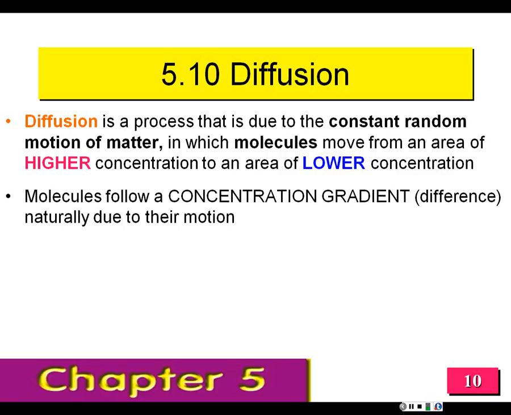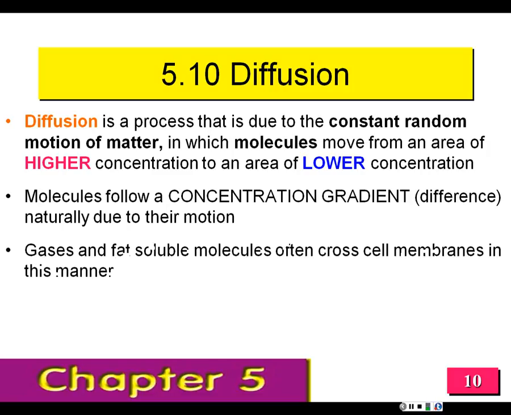All right, so it says molecules follow what we call a concentration gradient. The gradient just means a difference, a change. And it follows it based on whatever's naturally due to the motion. We always move from high to low. That's natural. Unnatural is low to high.